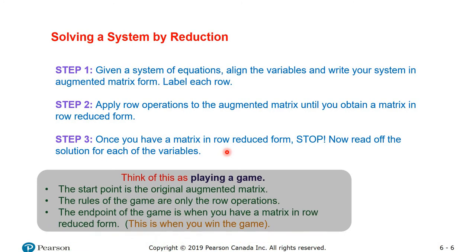There's a very nice and easy way for you to think about this. I tend to teach it as follows: you need to think of this as playing a game. The starting point is your original augmented matrix. The rules of the game are the row operations that you are allowed to apply to the augmented matrix. And the end point is obtaining a matrix in row reduced form. Once you've got your matrix in row reduced form, you can think of it as winning the game. So that's the procedure you're following.